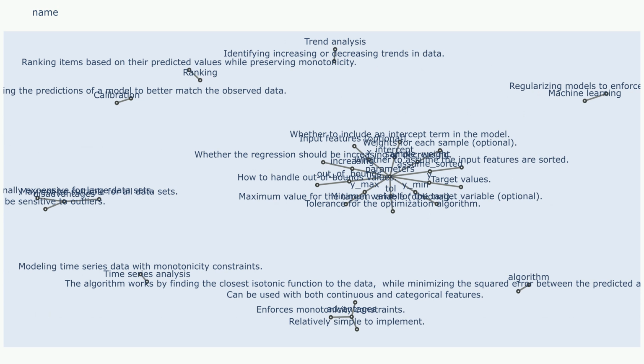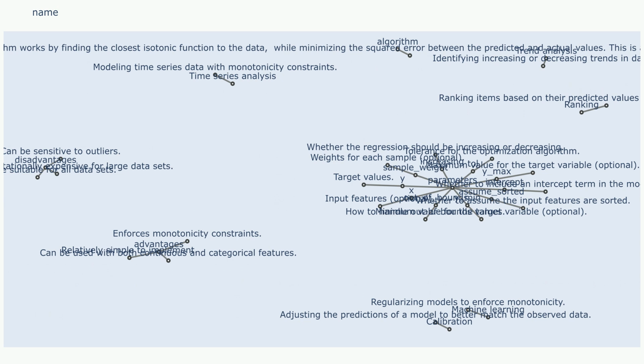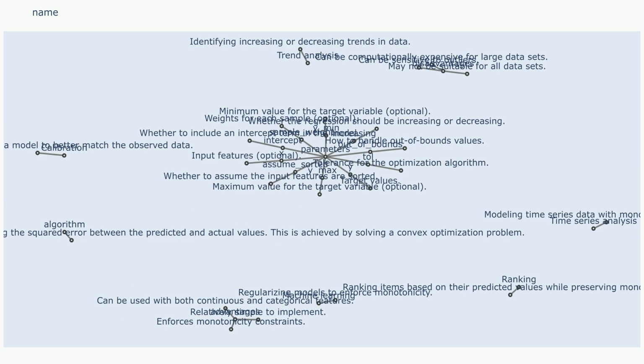Applications. Calibration of probability estimates. Isotonic regression is used to calibrate probability predictions from models like logistic regression to better align with observed outcomes. Smoothing data. It helps remove noise and inconsistencies from data while preserving the overall monotonic trend. Rank aggregation. It can be used to combine rankings from different sources while maintaining a relative ordering of elements.